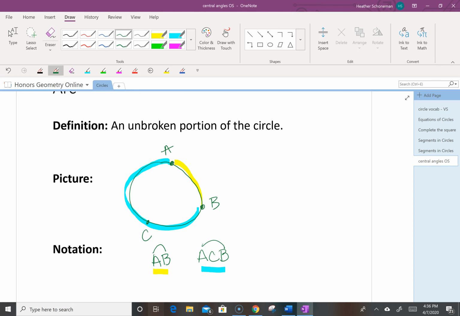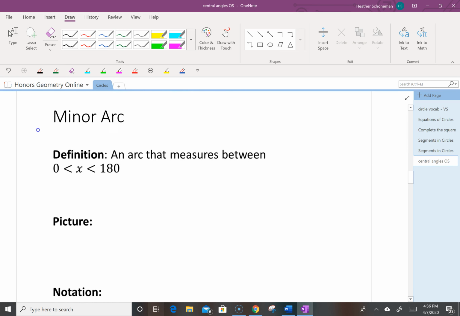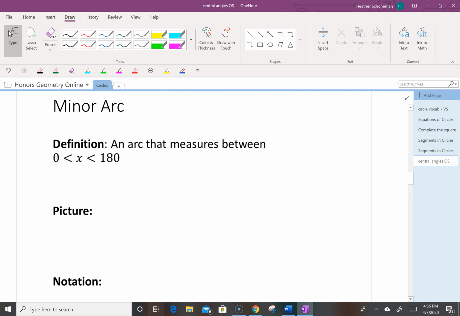Now, there's different types of arcs. The first type of arc is a minor arc. A minor arc is measured between 0 and 180. And hopefully we know that all the degrees in the circle add up to 360, so half a circle would be 180. So a minor arc is any arc that is less than half of the circle. So this arc, ST, and remember 2 letters, shortest distance between the 2 points, that arc is a minor arc because it's less than half of the circle.